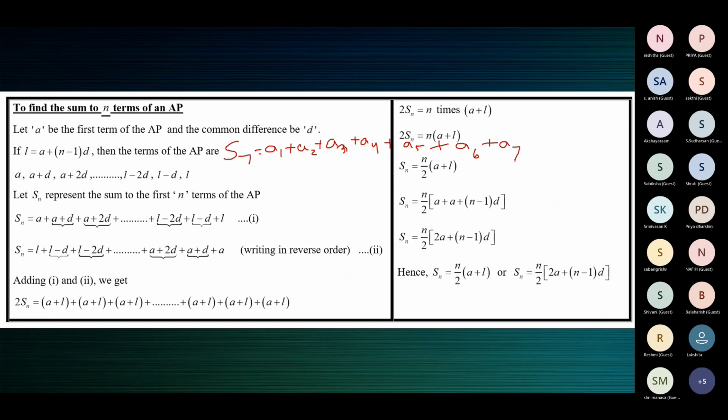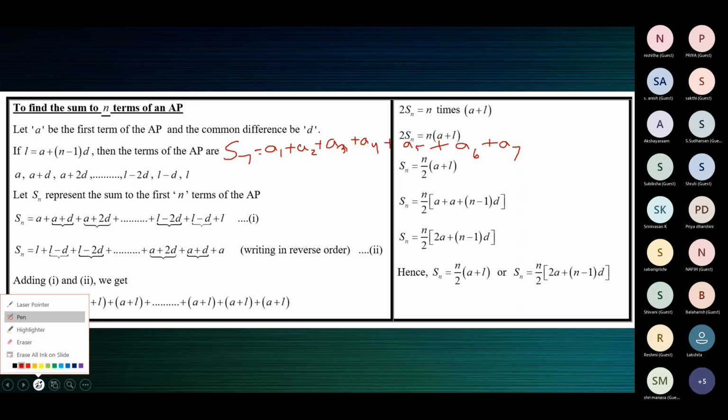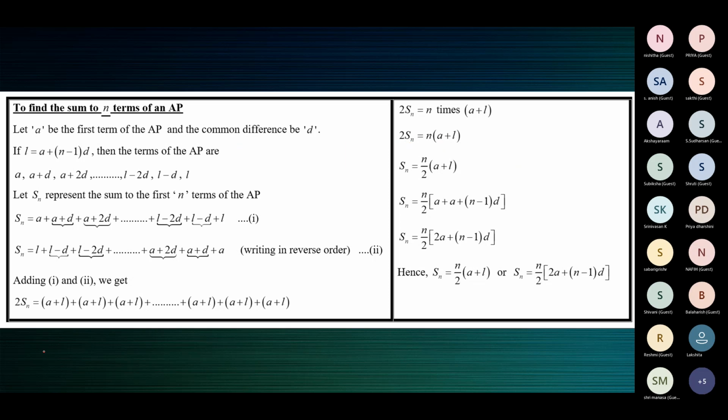So what's the first term here? A1. What's the last term? A7. But this AP may have 1000 terms. That does not mean that the 1000th term is the last term. You are finding the sum to the first 7 terms, so the 7th term is the last term for you in the formula. I hope I've made my point clear.